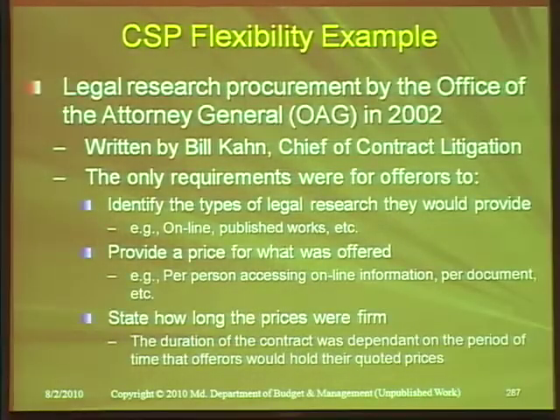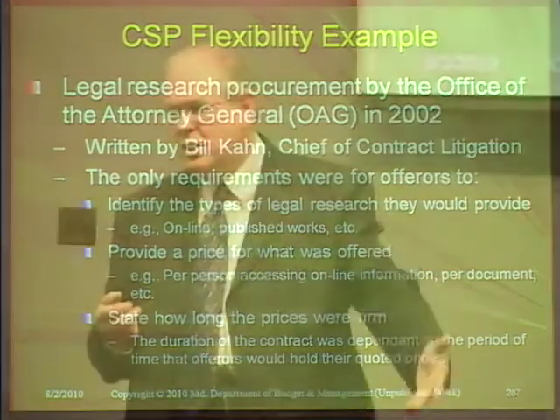And what they had to do was identify what they would provide. The offers had to say, okay, here's what I will give you. They had to put the price for what they were offering, and it was a price per person who would access the online research, and state how long they were going to offer that price, i.e. the vendor would say, I'm going to give you this for 3 years, for 5 years, for 7 years, without the Office of the Attorney General specifying how long the contract was. So, online legal research, now that's all you need to know. Everything else, you tell me.